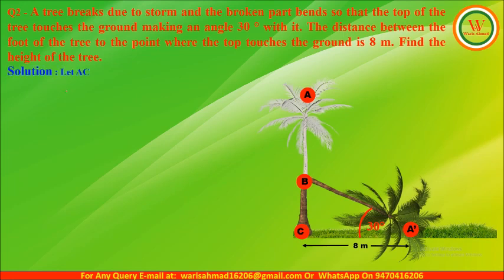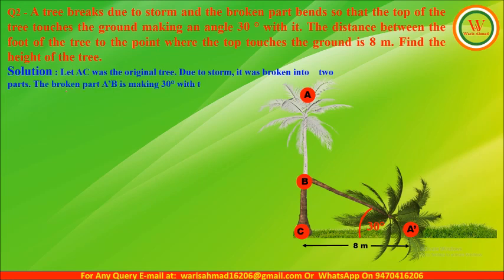Let AC be the original tree. Due to the storm, it was broken into two parts. The broken part AB is making 30 degree with the ground. From the figure, we can write all these things. After that, here we can observe that theta is at point A dash. So the side opposite to theta, means BC, will be taken as perpendicular.